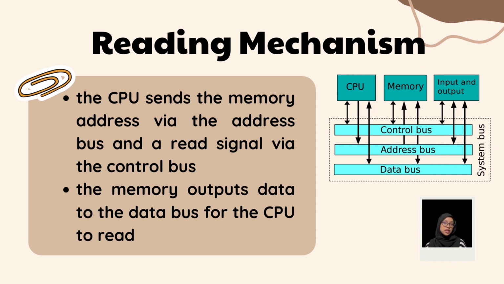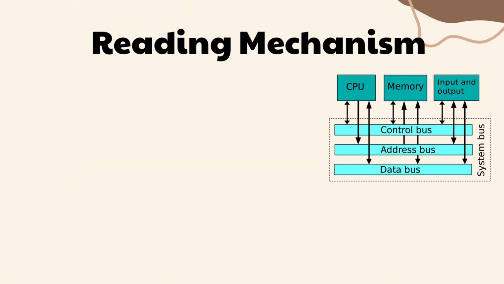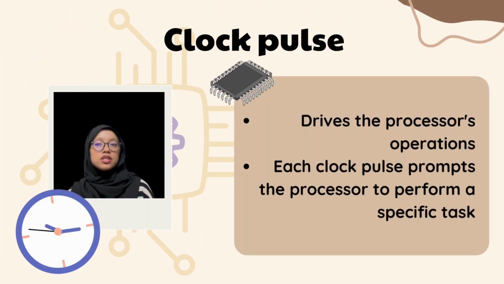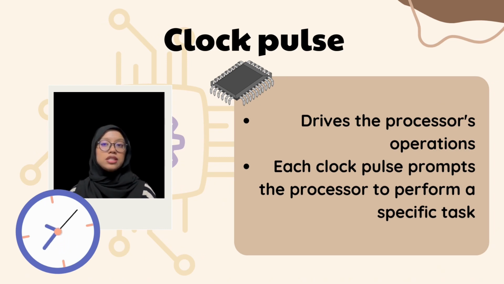Next is the reading mechanism. So what is the reading mechanism? In the reading mechanism, the CPU sends the memory address via the address bus and the read signal via the control bus. Then the memory outputs the data to the data bus for the CPU to read. You can see from the picture that I have put here how it actually works. So what is a clock pulse? A clock pulse is something that drives the processor to operate its instructions. Each clock pulse prompts the processor to perform a specific task based on the instruction that has been given.